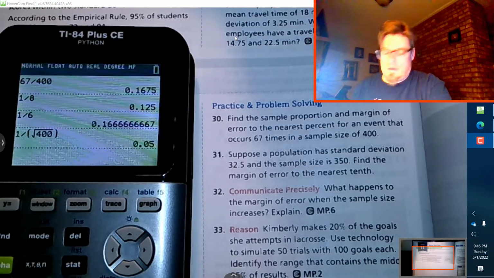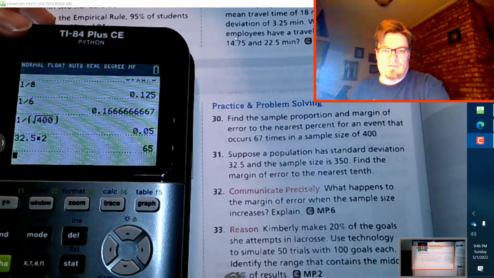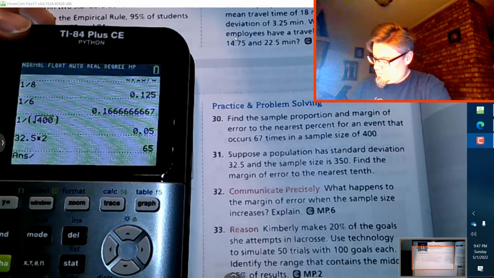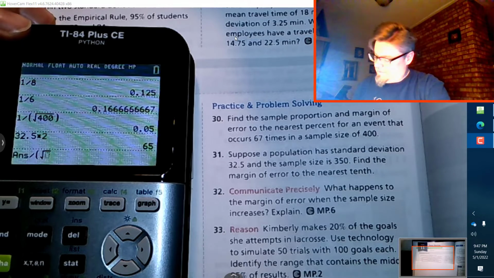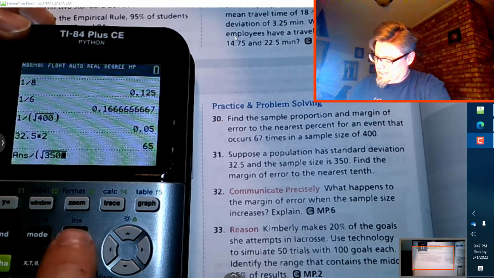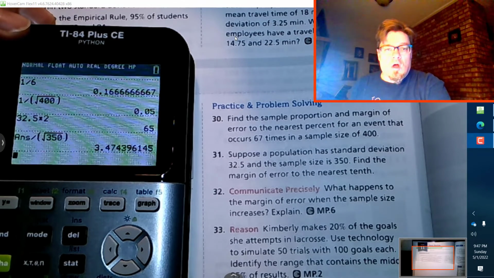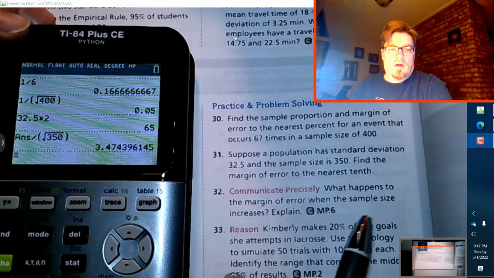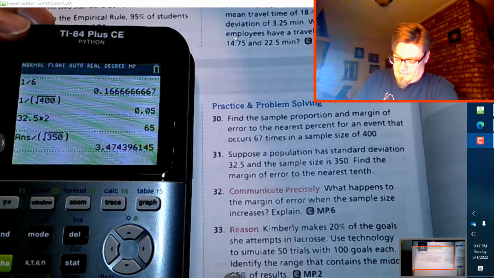Okay, so 32.5 times 2 is 65. Now we're going to take that 65 and divide by the square root of 350. Okay, so this means that my margin of error is 3.5. Okay, 3.5.